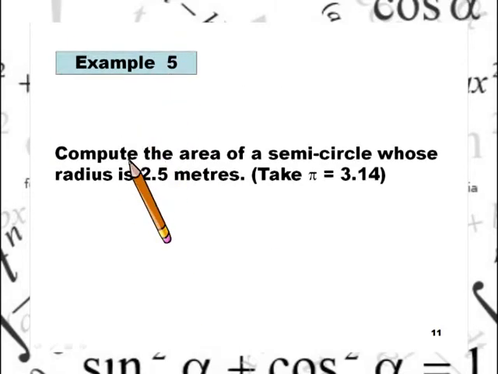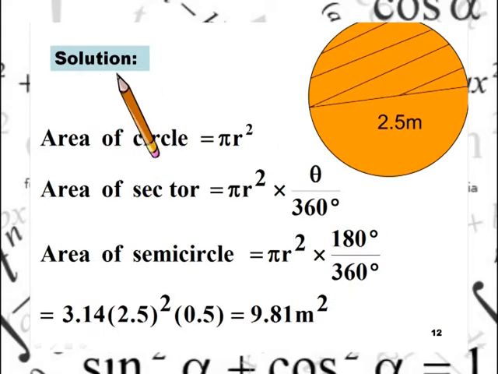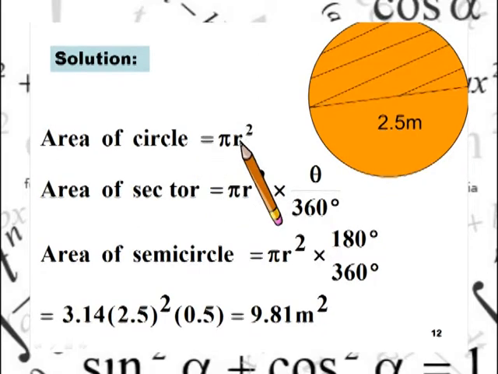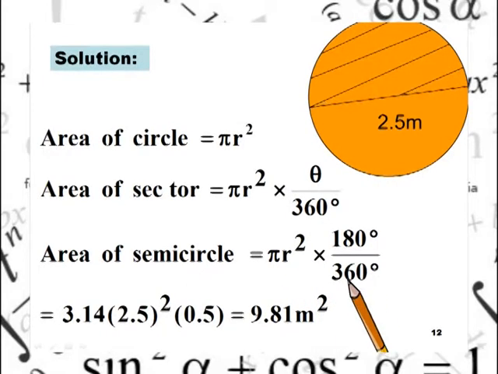Example 5. Compute the area of a semicircle whose radius is 2.5 meters. Take pi equals 3.14. Solution. Area of circle equals pi r squared. Area of sector equals pi r squared by theta over 360. Area of semicircle is equal to pi r squared by 180 degrees over 360 degrees. That's equal to 3.14 by 2.5 squared by 0.5. That is equal to 9.81 meters squared.